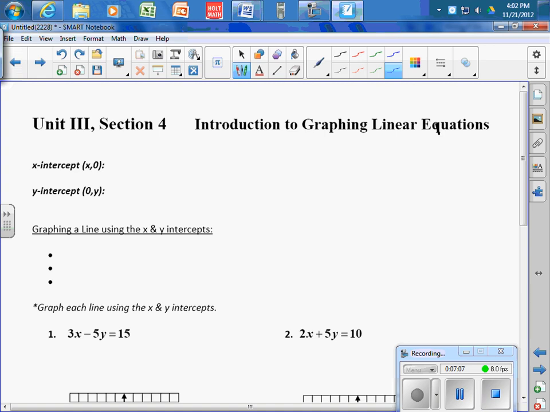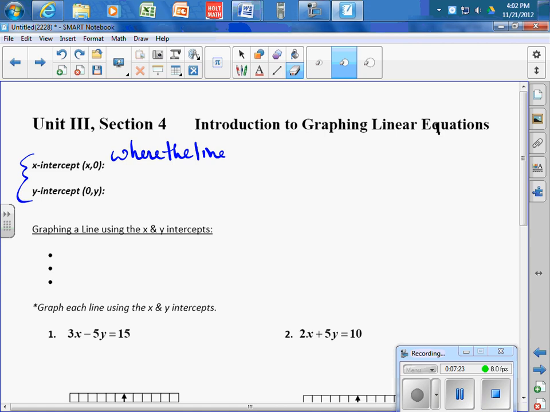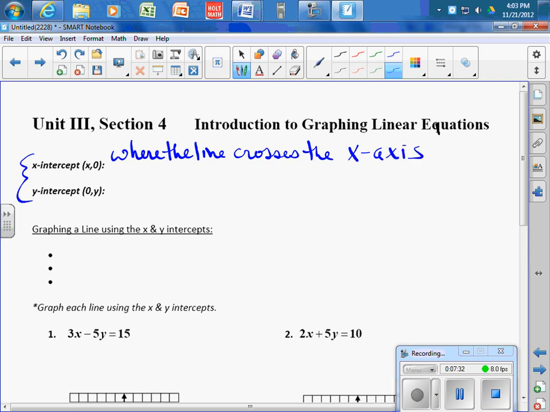There's another way we can graph lines, and that is by using the x and y intercepts. Guarantee this will be on the semester final. So the x-intercept is where the line crosses the x-axis, sorry. And the y-intercept is where the line crosses the y-axis.